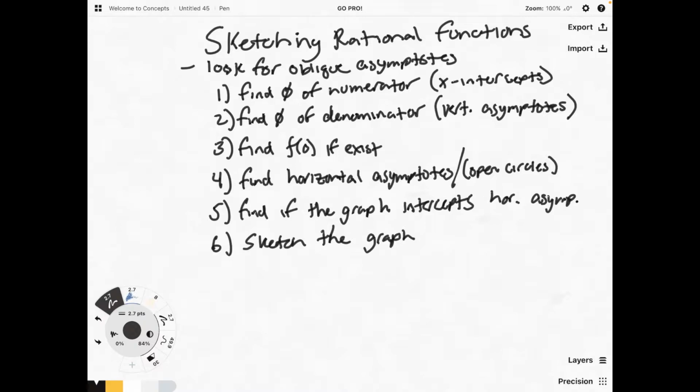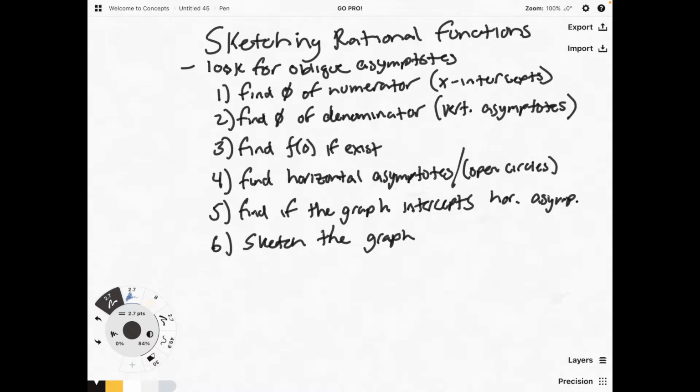Step 4, you're going to find horizontal asymptotes, as well as any open circles that could exist in the graph. Step 5, you're going to find if the graph intercepts any of those horizontal asymptotes. And then step 6, you're going to sketch the graph.